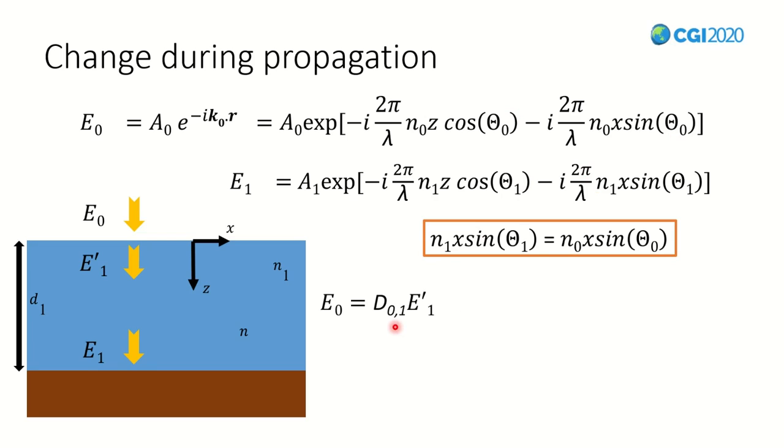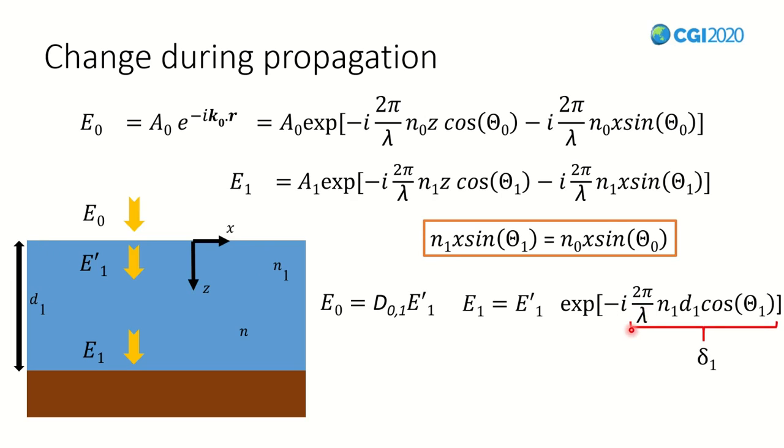So if we try to write down what's happening, we see that between E0 and E1, we have the interface right here, which we describe for now as an operation called D01. And between E prime 1 and E1, what is happening is we just have the propagation of the wave. So we ignore the x-axis, so only the z-axis. It travels on a distance d1.